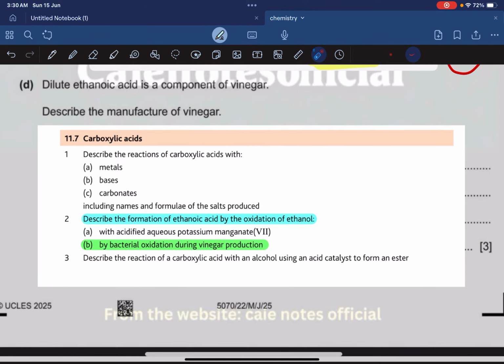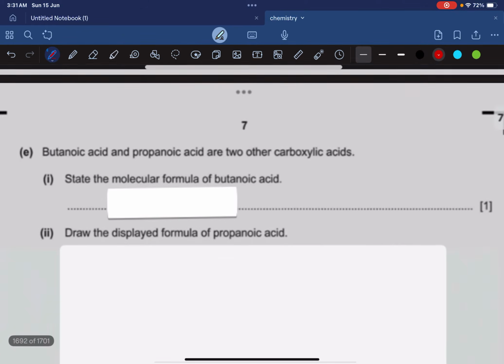Okay, so describe the manufacture of vinegar. You just had to do bacterial oxidation, and you could write an equation for it, and you just had to oxidize your ethanol in air by using bacteria. Okay, so that was simple.